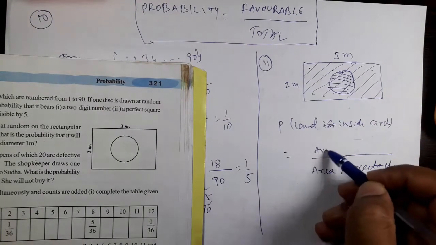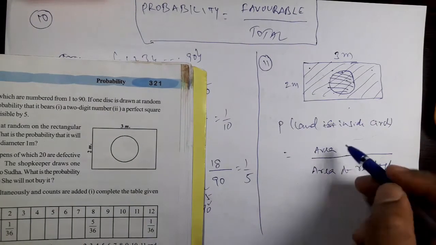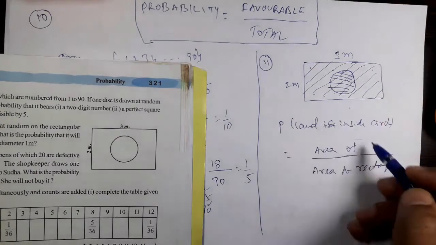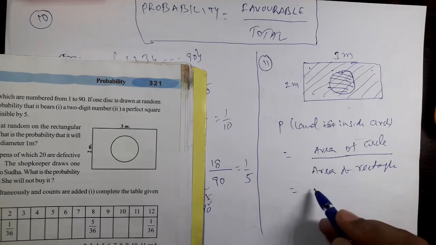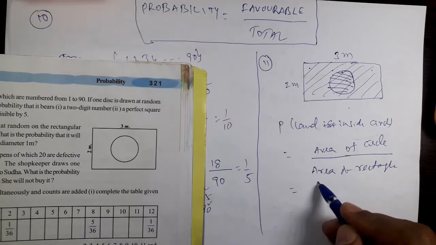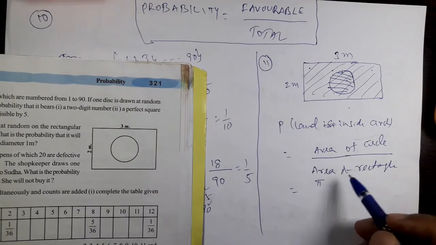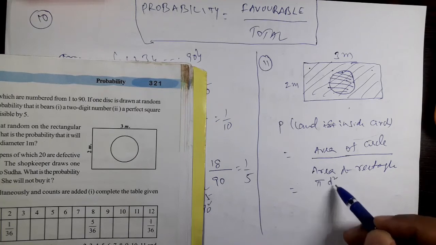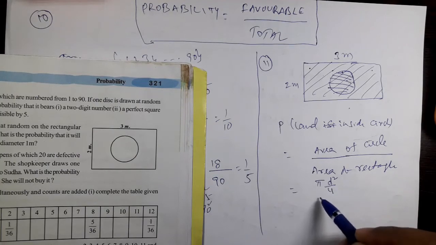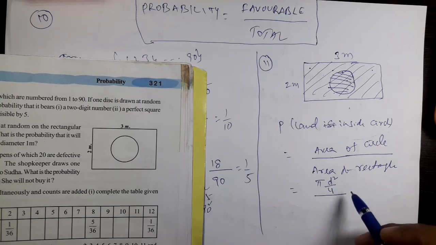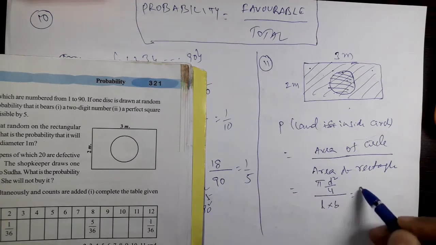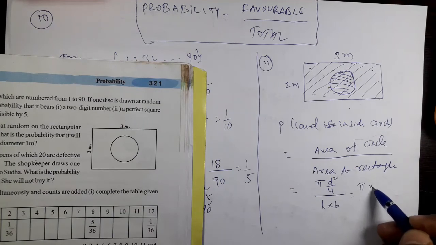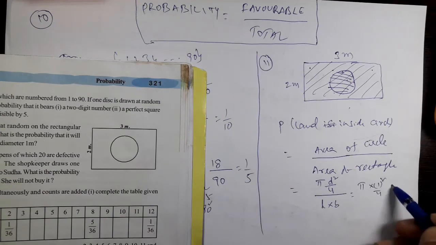So in this type of question, you consider the area of that part, that is the circle. This will give us the answer. Yes, the area of that circle is pi r square. Of course, the diameter is given. So in terms of diameter, the area of the circle is pi d square by 4, right? Divided by the area of the rectangle. The area of the rectangle is length into breadth. Yes, pi into d is 1, d square by 4.